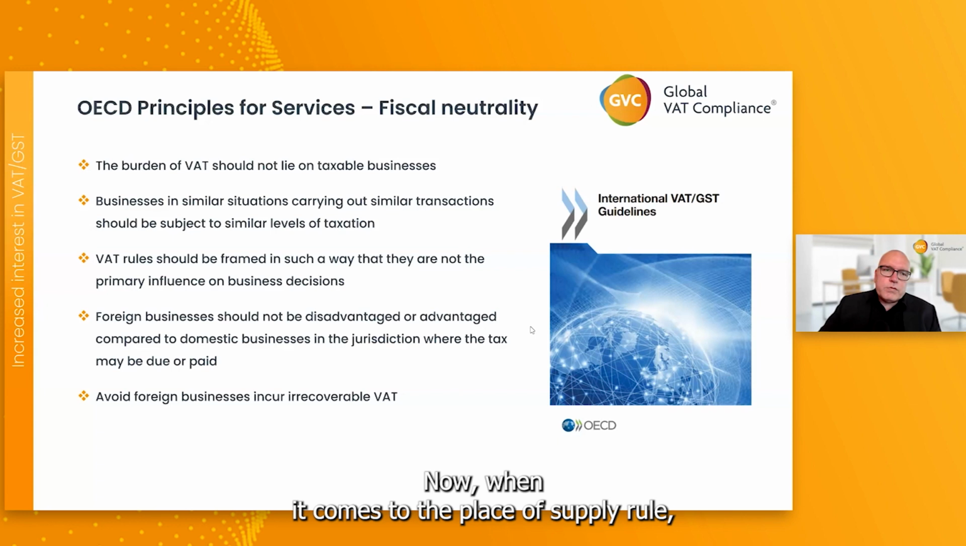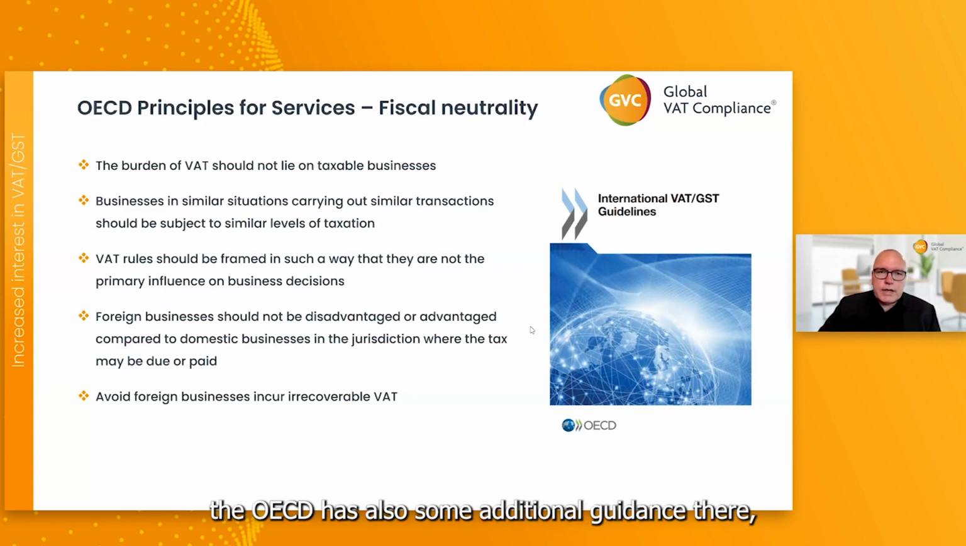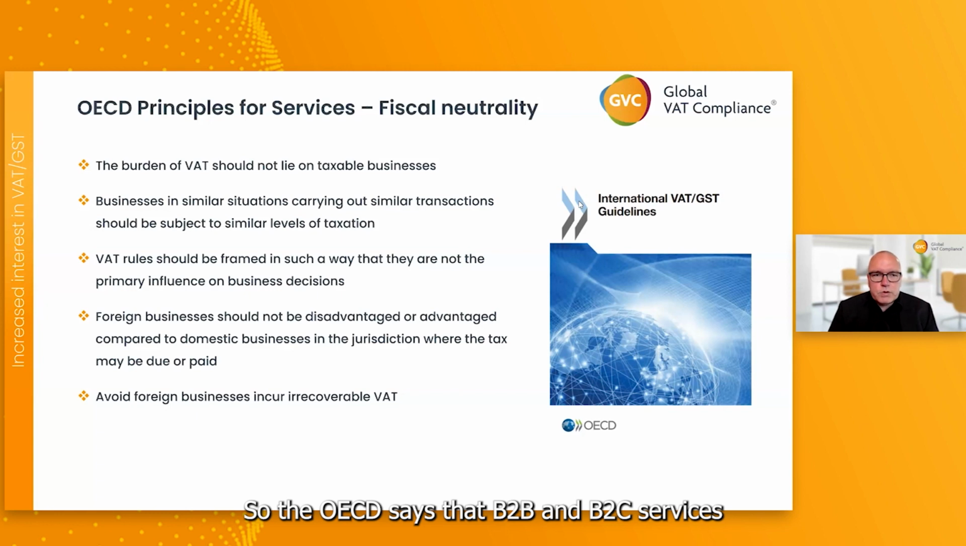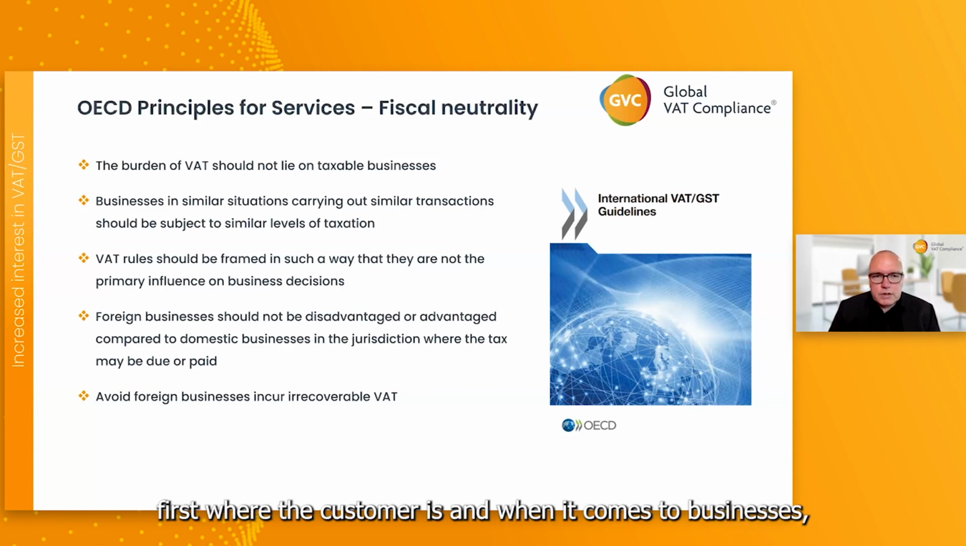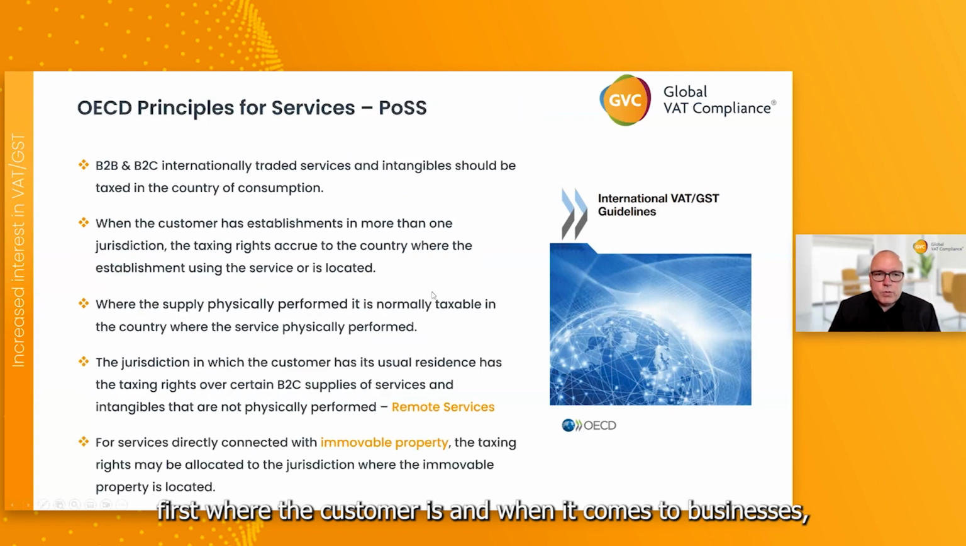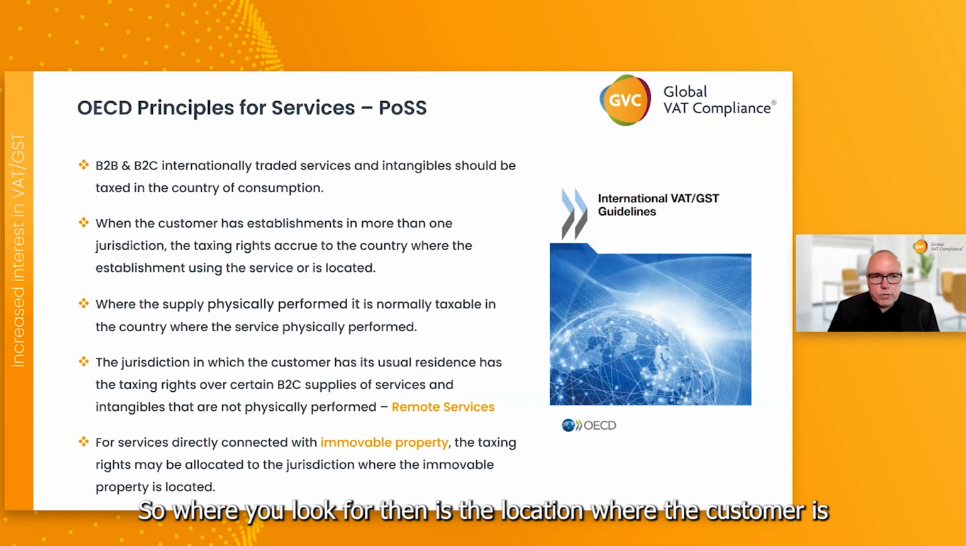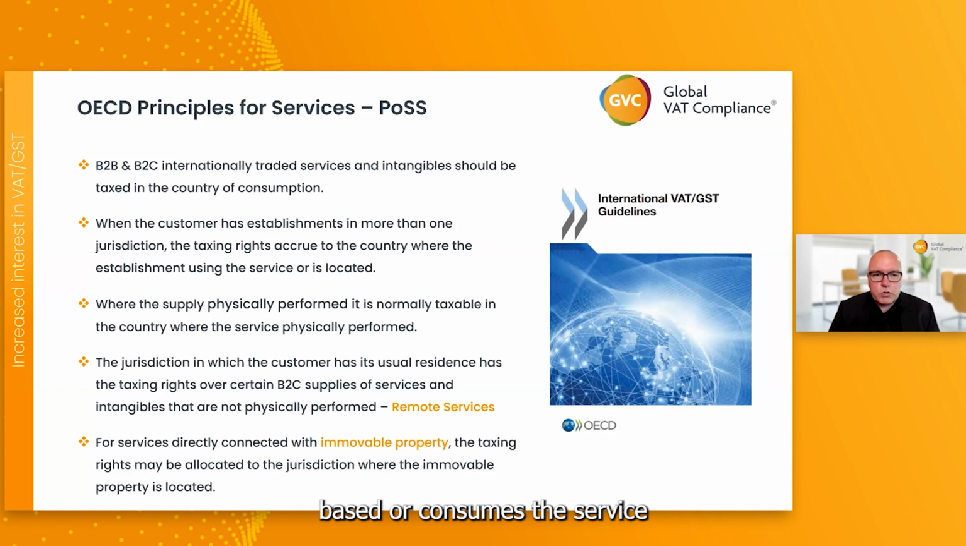Now, when it comes to the place of supply rule, the OECD has also some additional guidance there, and that is on the place of supply of services. So the OECD says that B2B and B2C services should be taxed in the country of consumption. Well, that is easier said than done, because you have to determine first where the customer is. And when it comes to businesses, they may have multiple locations. So where you look for then is the location where the customer is based or consumes the service.